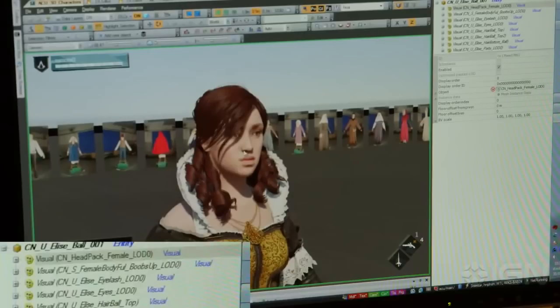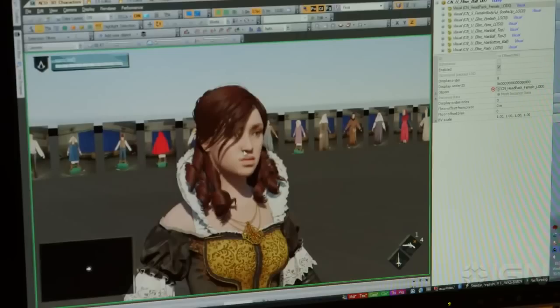Moving on, we can see a younger woman with the name Elise, and we think that she might be a potential lover of Arno, or she may simply be an NPC who will appear in the crowd, but we highly doubt that, otherwise why would Ubisoft have given her a name?